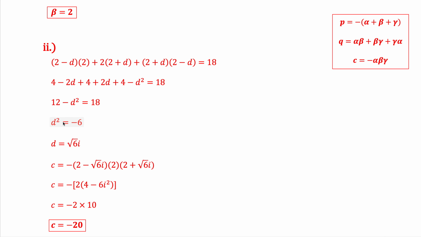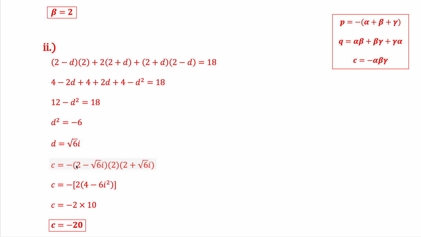Now if we solve for d, d squared will be equal to negative 6, and then we can take the square root and find that d is equal to the square root of 6i, and we know that the common difference is a complex number. Now finally we can use this relationship for c. We can find that c is equal to negative, now alpha is 2 minus root 6i, which is 2 minus d, and beta is just 2, and gamma is 2 plus root 6i.